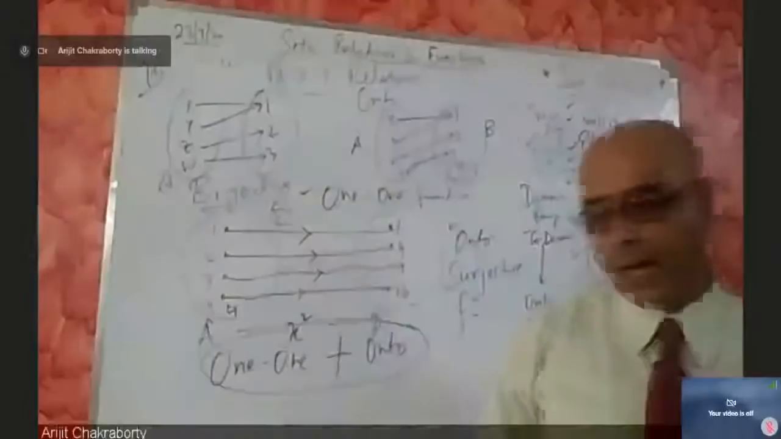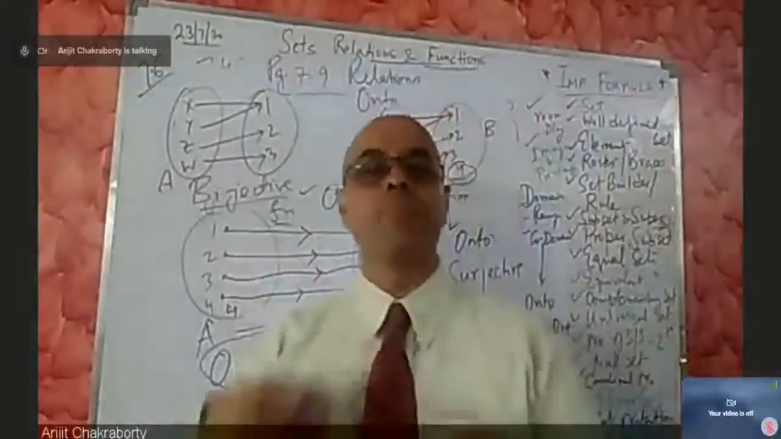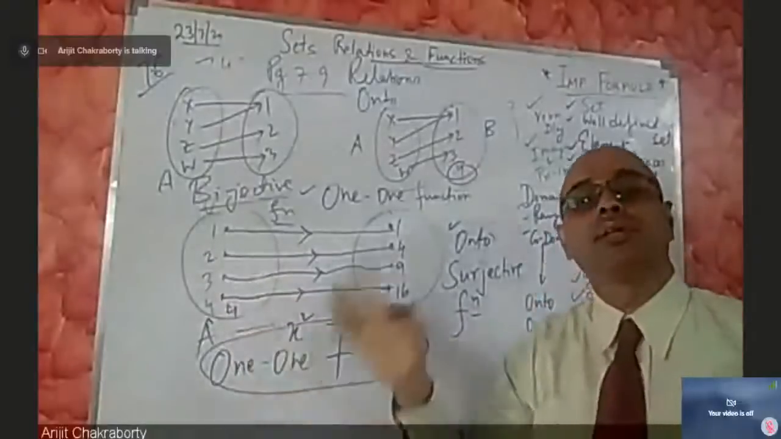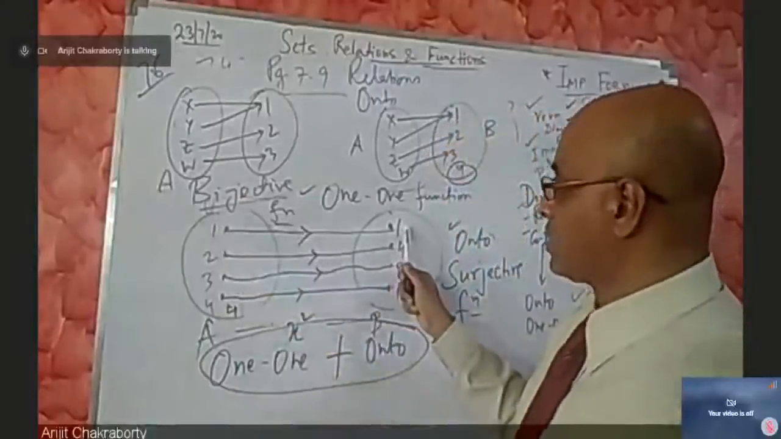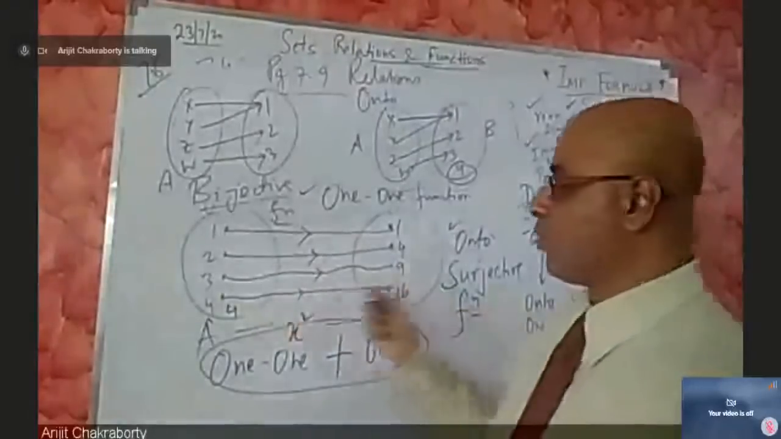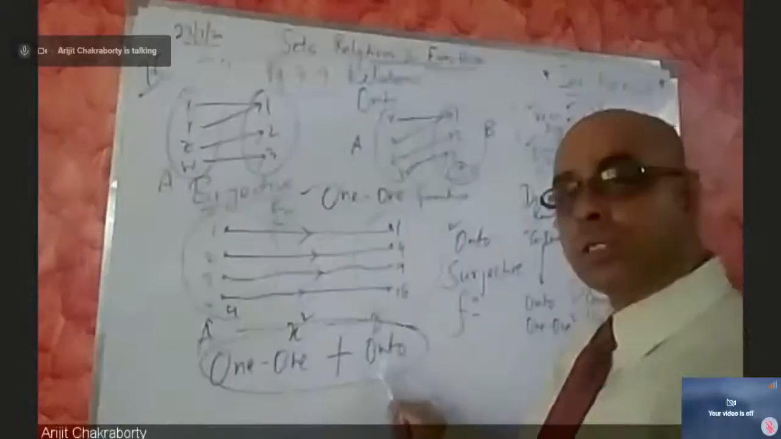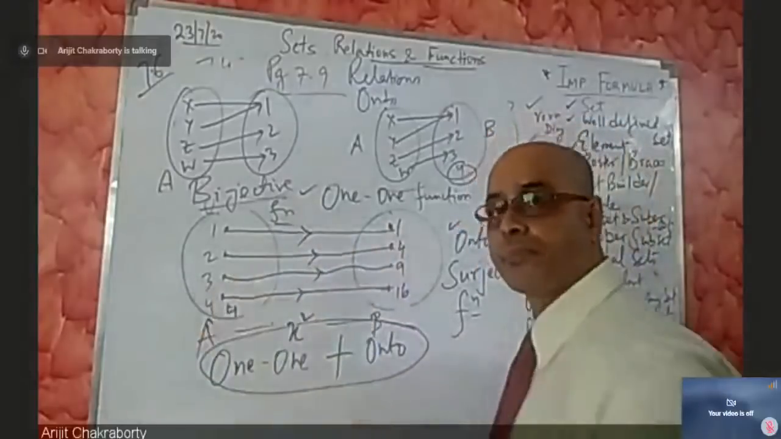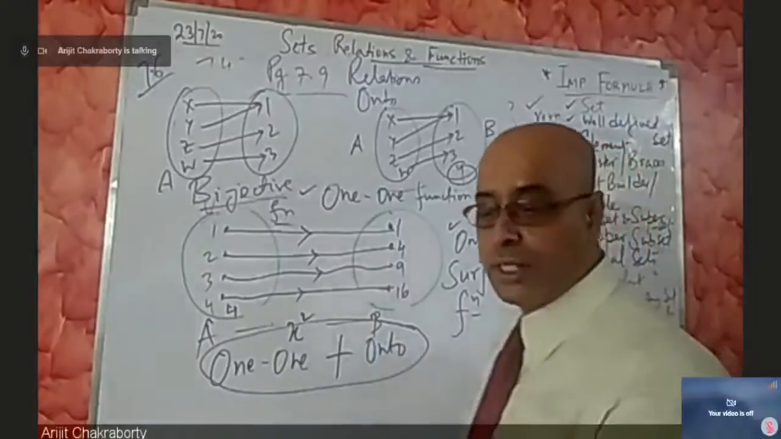Okay? I hope you understand. See the diagram once again. 1, 2, 3, 4 is the pre-image. 1, 4, 9, 16 is the image. 1, 2, 3, 4 is called the domain. 1, 4, 9, 16 is called the range. Now you see 1's companion is 1, the image. 2's companion is 4. 3's companion is 9. 4's companion is 16. So it is one-one as well as onto because every element in B has at least one companion in A. So this is an example of bijective function.